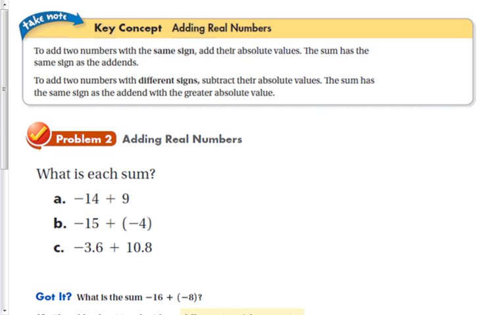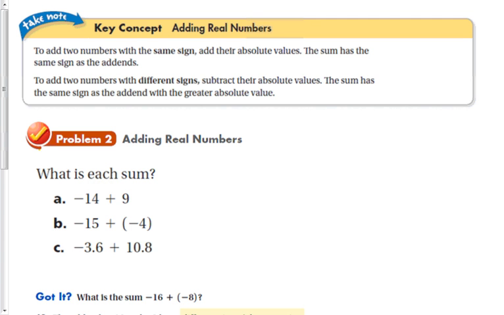Here's a concept we're going to use when we're adding real numbers. To add two numbers of the same sign, add their absolute values. So just ignore the sign and add the two numbers up. The sum has the same sign as the addends. So if both numbers you're adding are negative, then the sum is negative. If both numbers are positive, then the sum is positive.